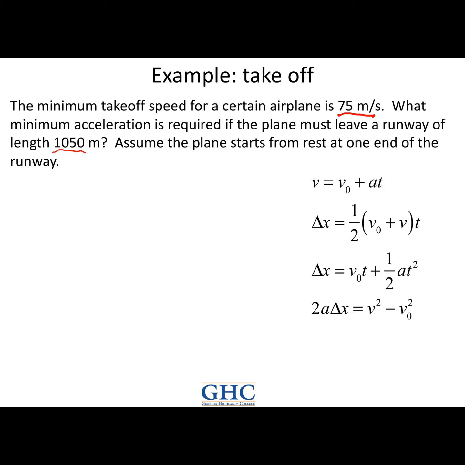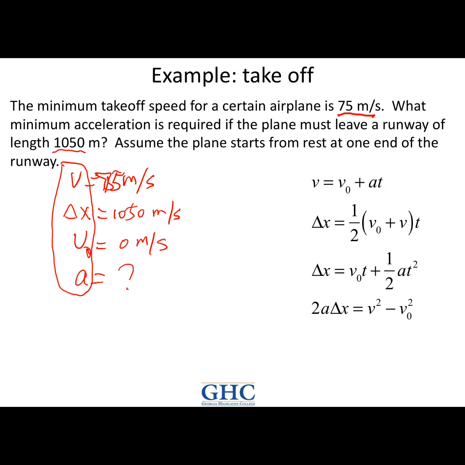So what are the quantities that we know? We know the final velocity, 75 meters per second, and the displacement. Now, anything else we should know? There are only two quantities, not enough for us to build an equation. We need at least three. So don't forget, in this case, the initial velocity is 0 meters per second. So we have three known quantities. It asks us for acceleration.